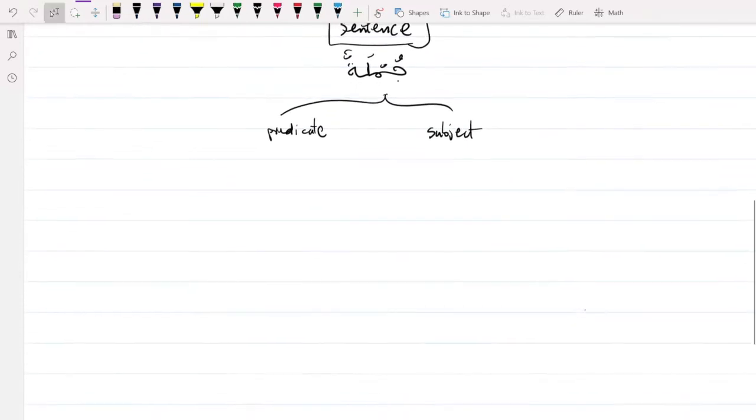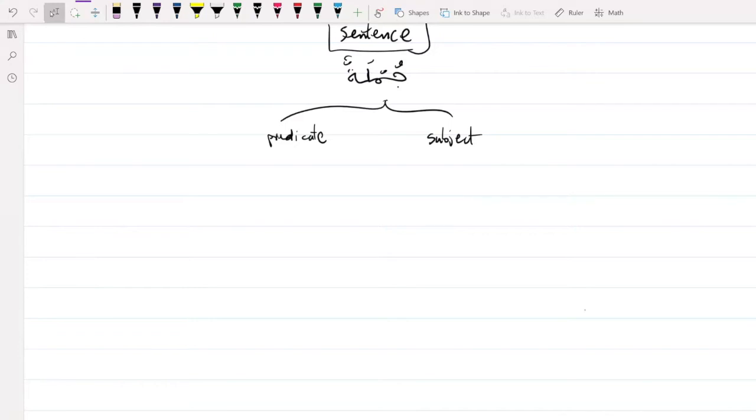And some of these words you have to also start memorizing in Arabic terms. Subject is mubtada, mubtada is a subject, and predicate is what? Khabar. Subject and predicate, okay?